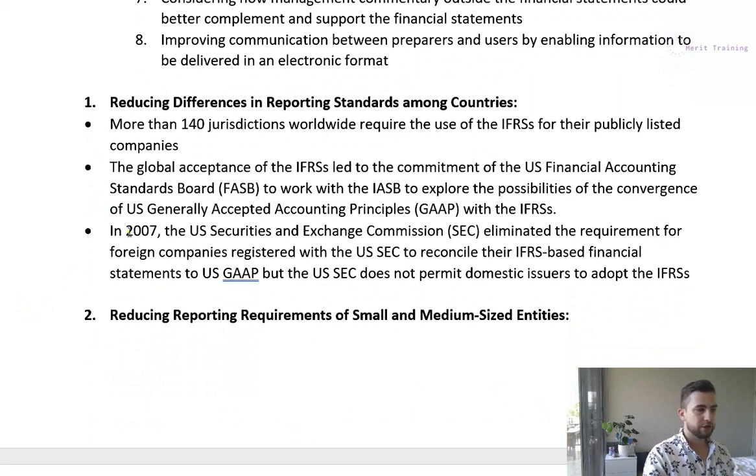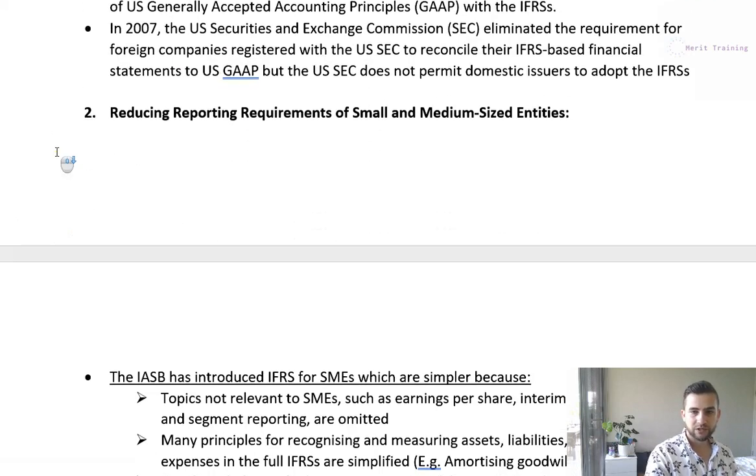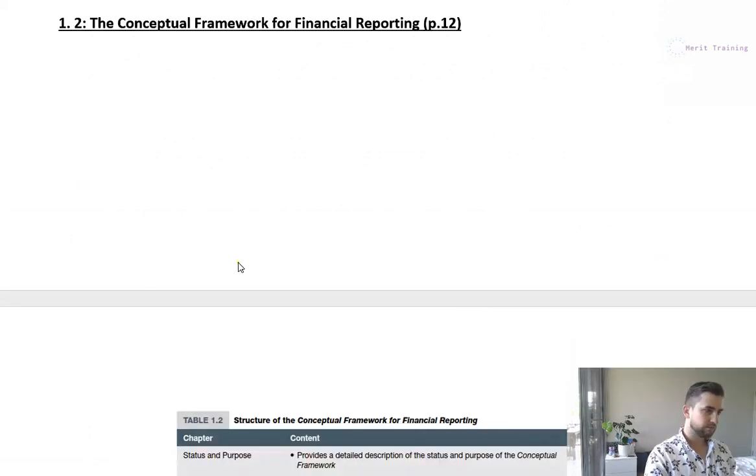Then in the notes we're going to go through a deep dive of these different points. I might just skim over these because we basically explained most of them.